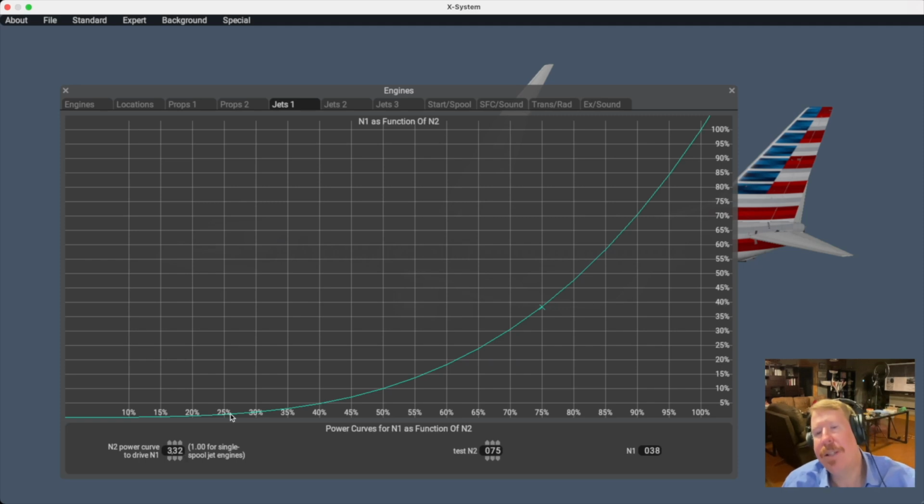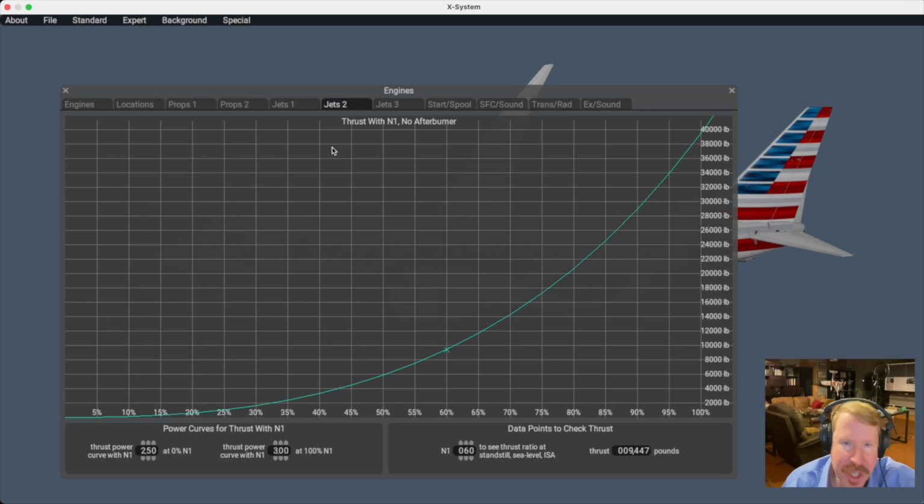And what this means is that little N2 has to be humming before there's enough exhaust coming out to drive that big old N1 fan. All right, Jet 2, thrust power curve with N1 2.5. I found this to be about right. What this means is that N1 fan really has to be humming before it starts to get any thrust.